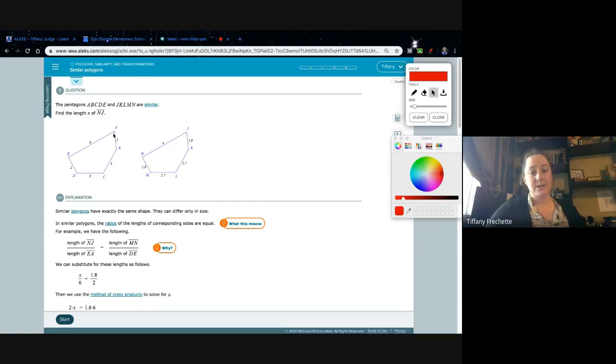So the easiest way to do that is actually to look up here at this A, B, C, D, E, and J, K, L, M, N. These are listed in corresponding order. And if they want us to find NJ, so that's from N to the beginning, NJ, then EA is actually the corresponding side. So EA is corresponding to NJ. So first, what you want to do, and I'm going to go like this, left, right.